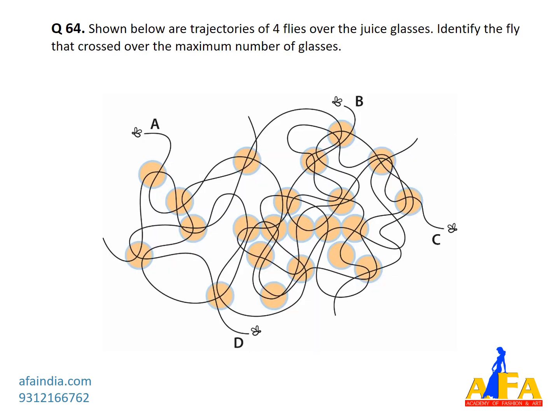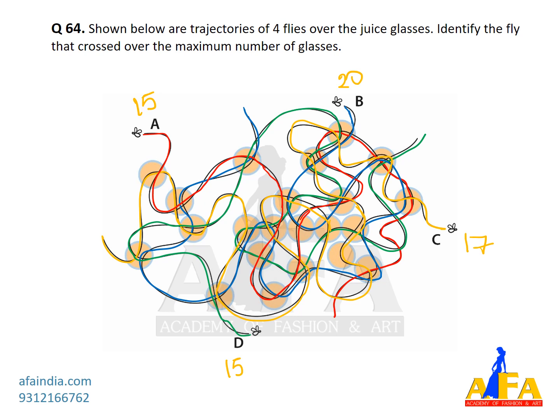Shown below are the trajectories of 4 flies over the juice glasses. Identify the fly that crossed over the maximum number of glasses. Here A, B, C and D, 4 flies are given which are passing over the juice glasses. You have to trace the path of each of the flies and count the glasses, and the maximum number of juice glasses over which the fly passes will be the answer, right?